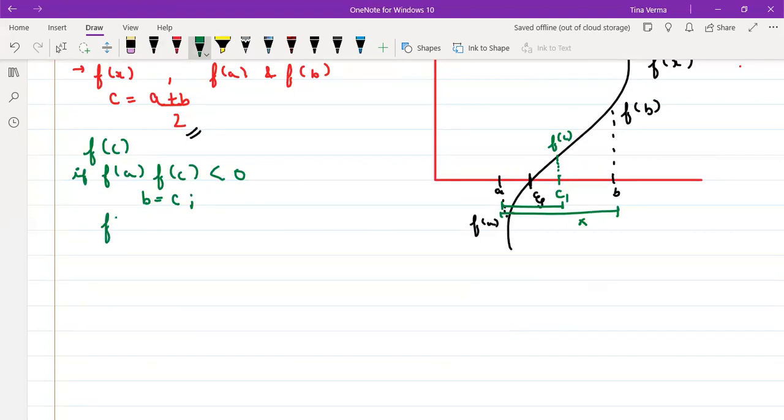Otherwise, agar aapka f of b into f of c greater than zero aa raha hai, iska matlab aapka root kisme lie kar raha hai? b and c में, ना कि आपका a में root lie कर रहा है. So this indicates that you will copy your c variable in b and in this you copy your c variable in a.